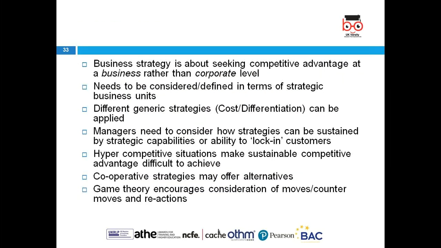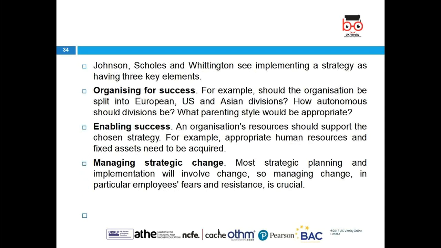Okay, the business strategy is about seeking competitive advantage rather than the corporate level, and needs to consider and define the strategic business unit, cost, and differentiation, like we discussed. Managers consider how strategies can be sustained, through capabilities and abilities, lock-in, and hyper competitive situations to make sustainable competitive advantage, and cooperative strategies offer an alternative, and game theory encourages consideration of move, counter move, and reactions. And Johnson and Scholes cover implementing the strategies, organizing for success.